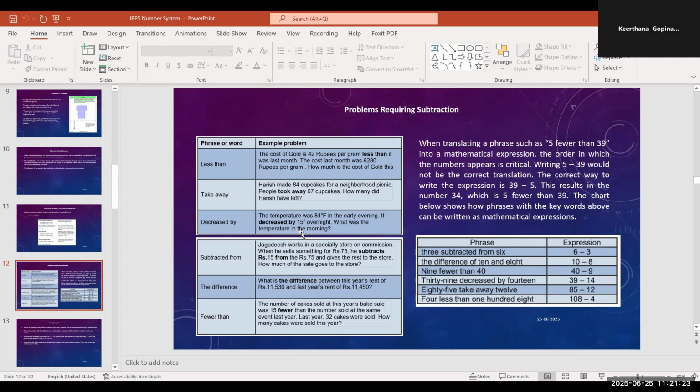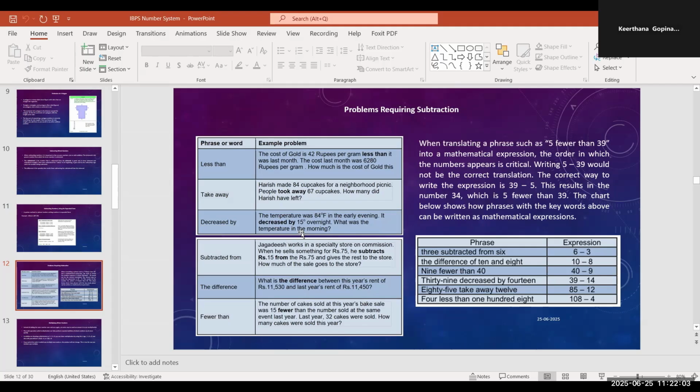Difference. What is the difference between this year's rent of 11,530 and last year's rent of 11,450? This year rent is 11,530. Last year is 11,450. So the first two digits, the thousands and ten thousands, are the same, right? So 11 is the same. So you have to find the difference between 530 and 450. How much is it? 80. As you do more, your mind, what Tamil calls mental calculation, should keep working and the speed should go up. 530 minus 450 is nothing but 80. That's all.